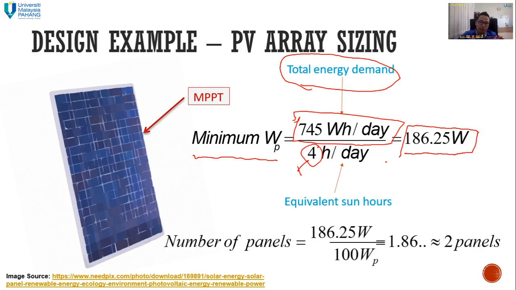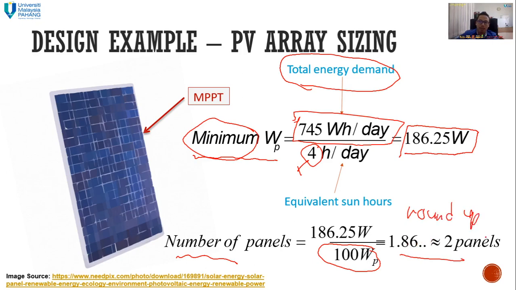Then what is next? Next, the number of panels we can calculate easily. It totally depends on our module. Let's say here we use the 100 watt one, so 186.25 divided by 100 watt, then you get 1.8625 and so on. So we round it up to 2 panels because they're asking about the minimum. The minimum watt peak means the minimum requirement should be 186.25, so you cannot go lesser than this. That's why we round it up, to become 2 panels.